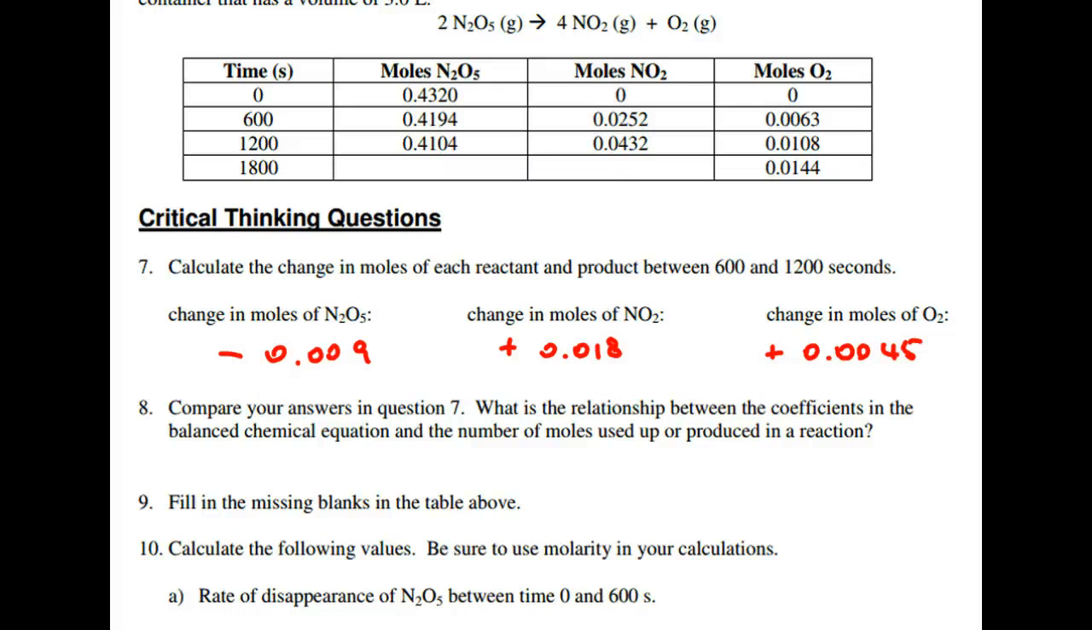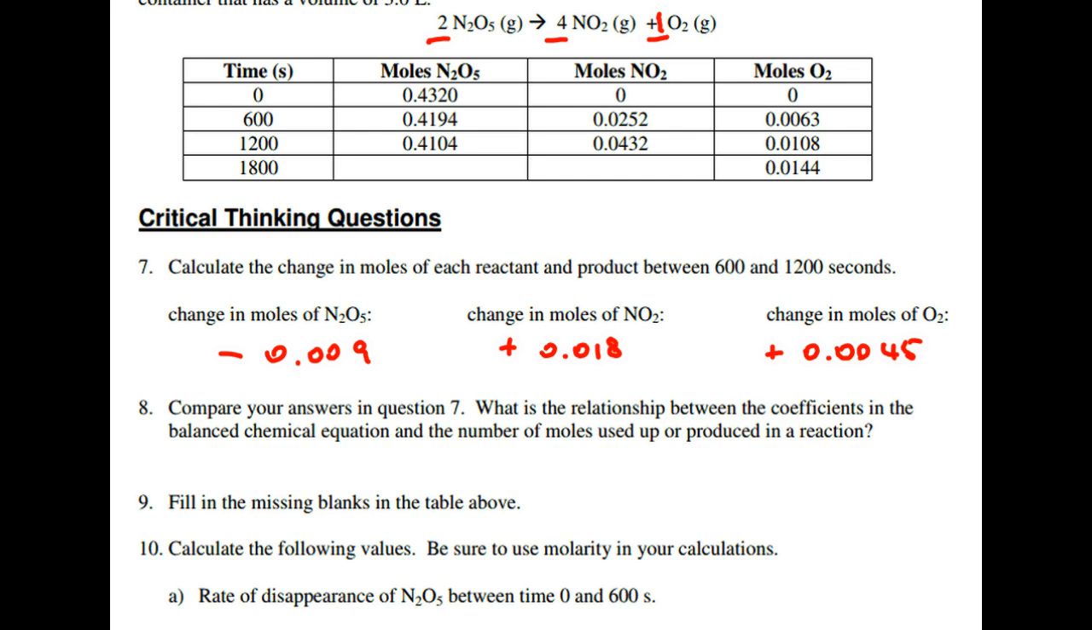For number 7, we're just calculating the change between those 2 seconds. And for N2O5, which is the reactant, that change is a negative number, meaning that we're losing it. And for NO2 and O2, it's a positive number, meaning that we're gaining it. So in number 8, when it asks, based off the answers for question 7, do you see a relationship between the coefficients of the equation itself, which are 2, 4, and an imaginary 1 right there, and the number of moles used up? And we should see that the change, or the amount of change, has a correlation related there.